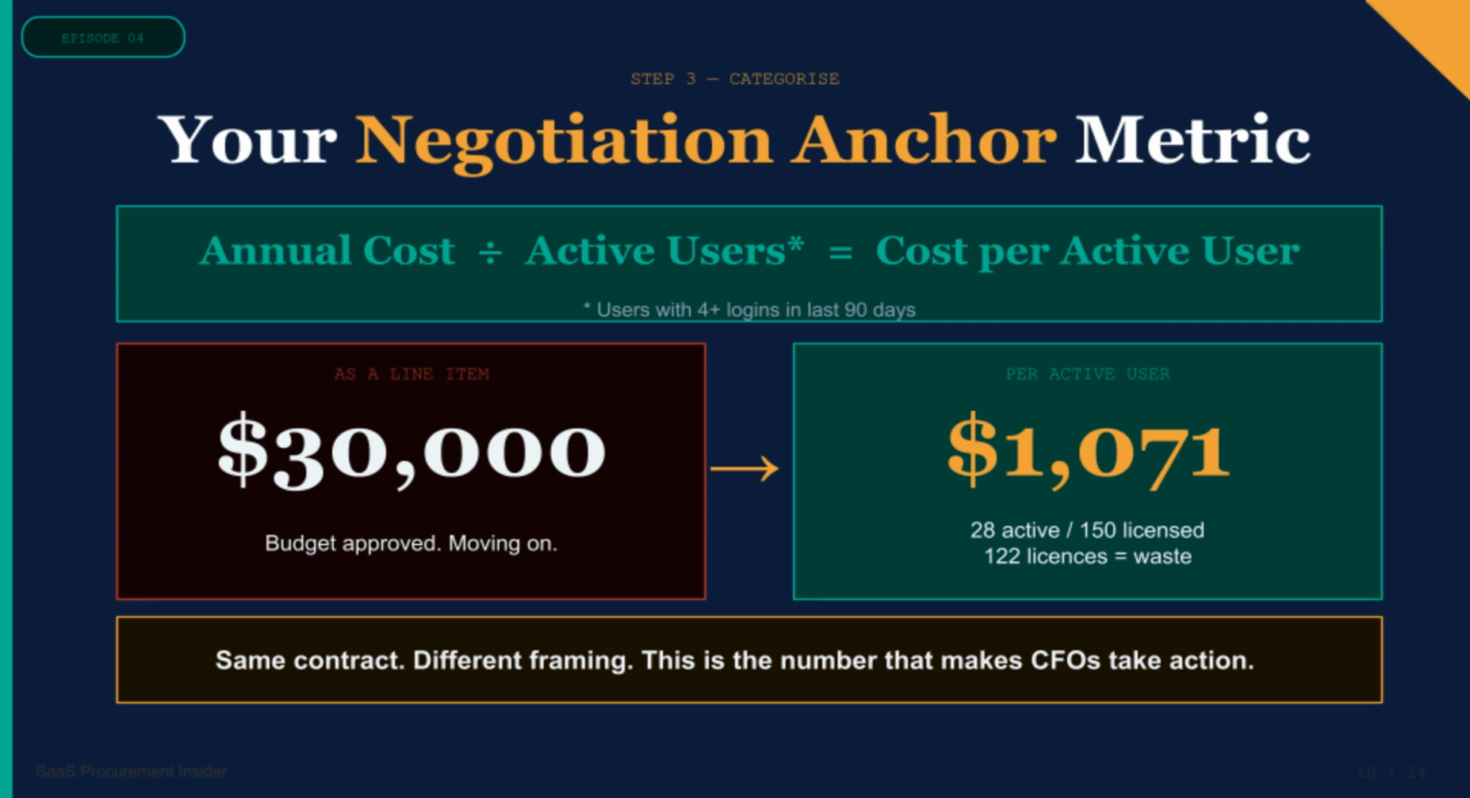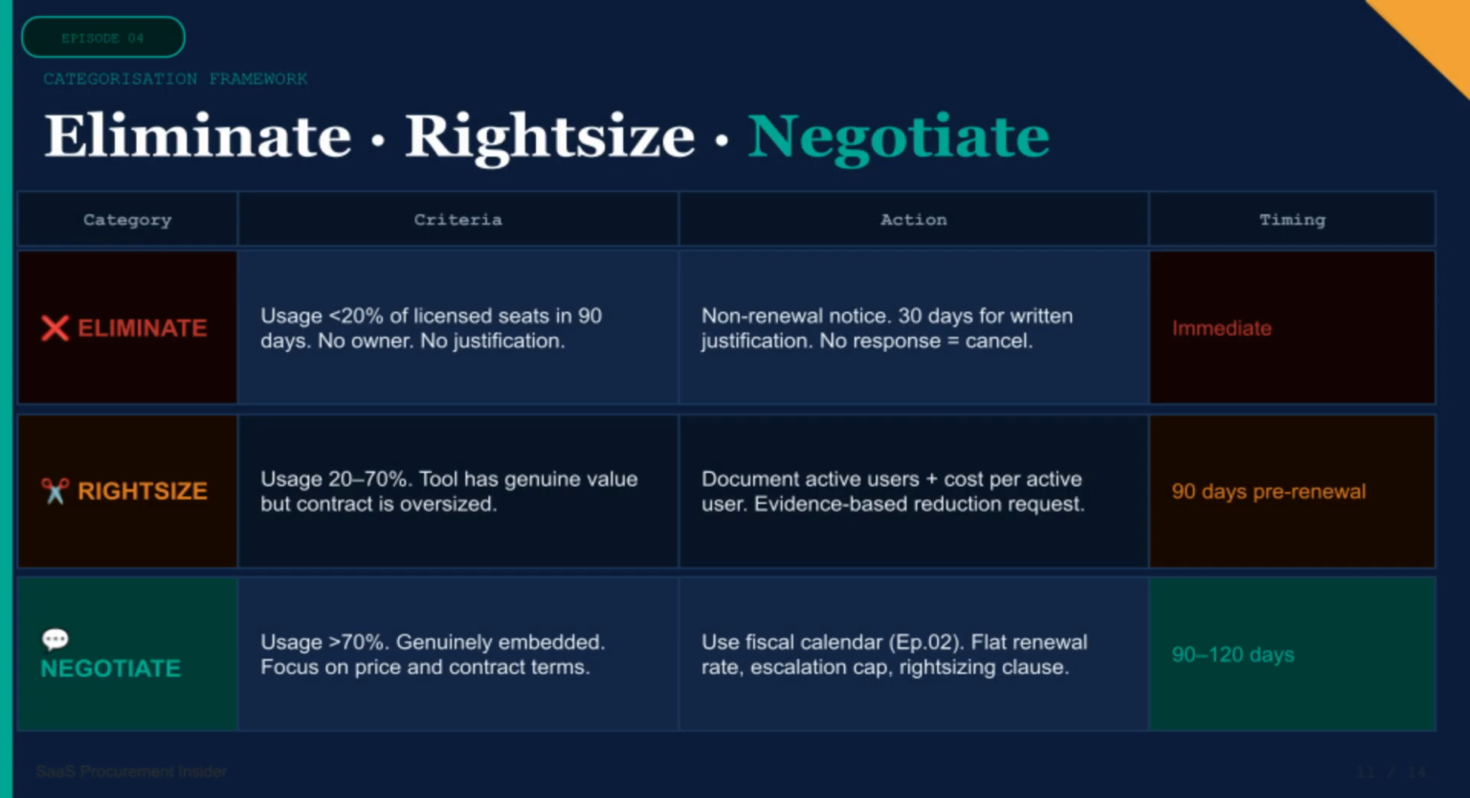Same contract, different framing. This is the number you bring to your CFO. Now, every tool in your portfolio falls into one of three categories.